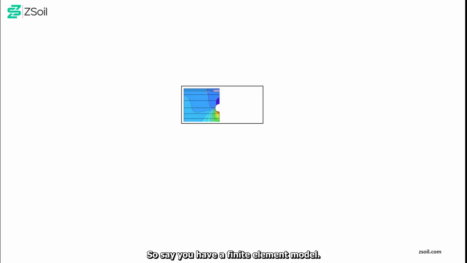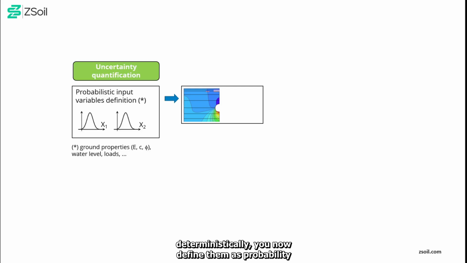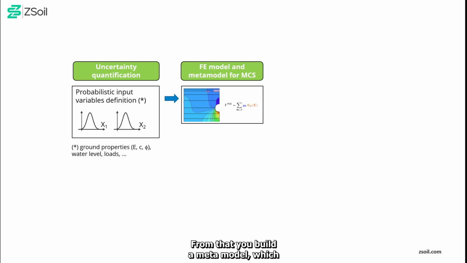So say you have a finite element model. Here we have a tunnel. Instead of expressing the input parameters deterministically, you now define them as probability density functions, which can be Gaussian, lognormal, uniform, etc. Then you perform a certain number of finite element computations, like for example 50 or 100. From that, you build a meta-model, which is a continuous approximation of the discrete model responses coming from the finite element calculations, allowing you to perform hundreds of thousands of computations in a matter of seconds.